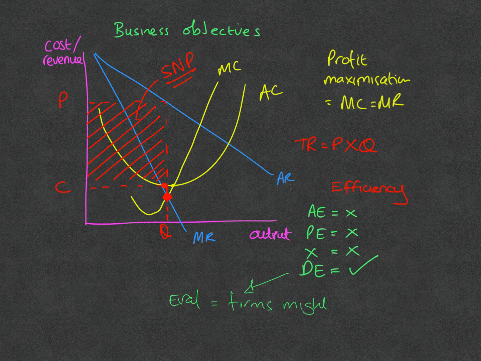It does this in order to reduce the long-run average cost of production, which basically means that in the long term, it's going to be making more profits, supernormal profits.